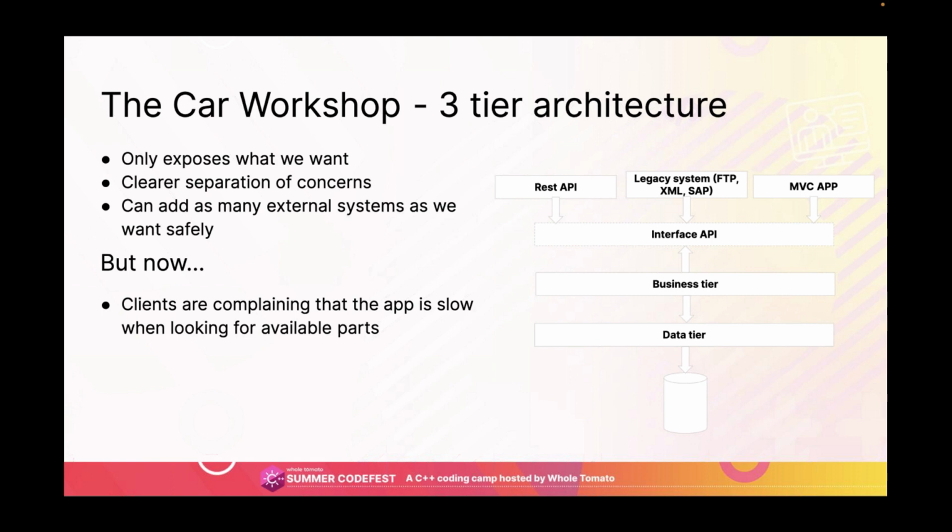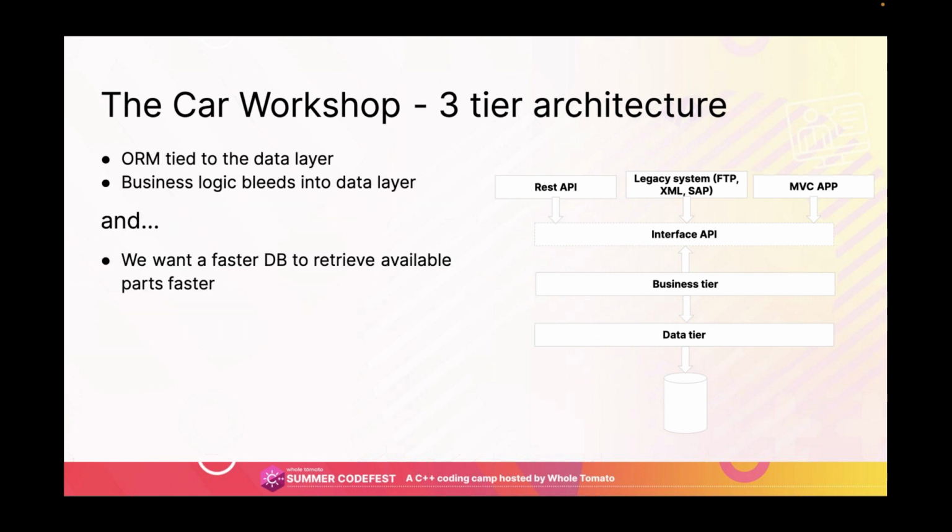for available parts. And let's say that this is because maybe our database is hanging or something like this. What we notice is our ORM is tied to our data layer, and our business logic is actually leaking into our data layer. And since we notice this, we want a faster DB to retrieve available parts fast. So maybe we'll want an Elasticsearch DB or go for Mongo or any other thing.